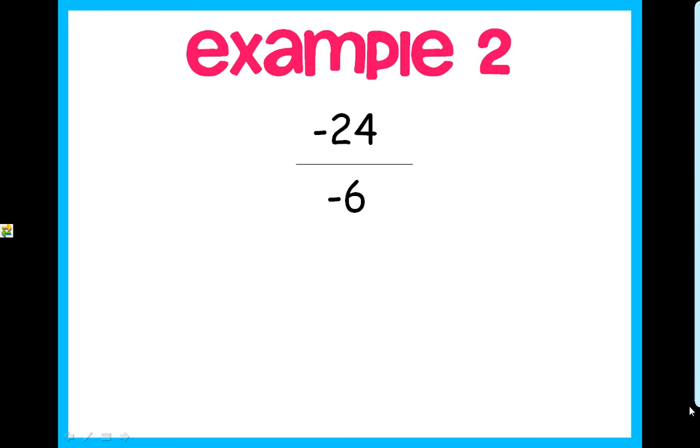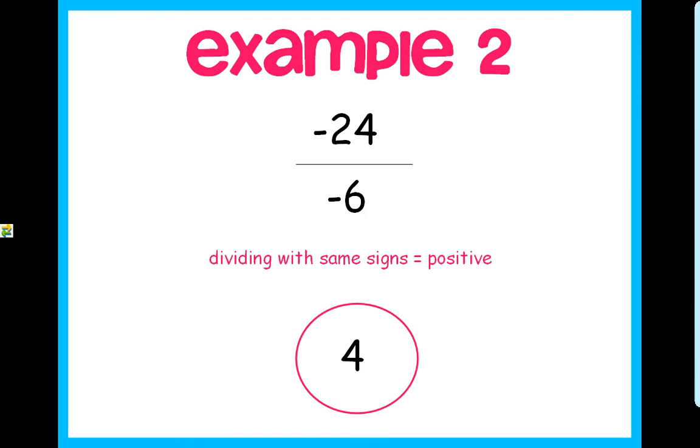Example number 2. Now this may look like a fraction to you, but just remember this fraction bar always means division. So this is a negative 24 divided by a negative 6. So when you're dividing with the same signs, such as here you have a negative divided by a negative, the answer will be positive. So negative 24 divided by negative 6 is going to be a positive 4.